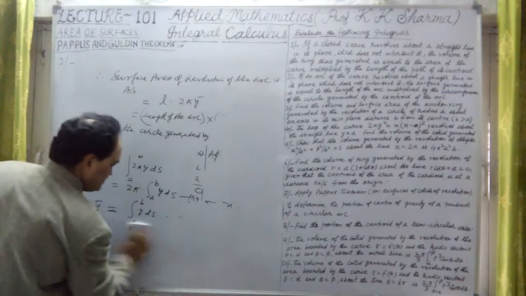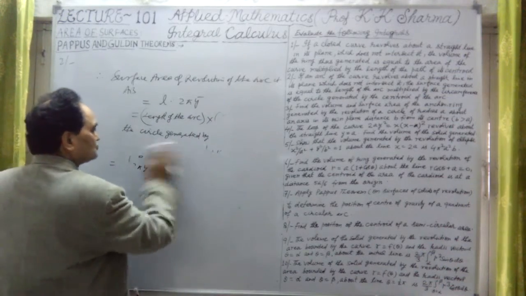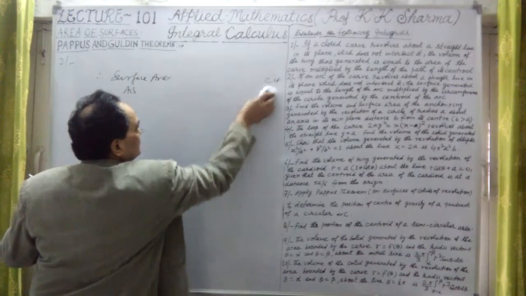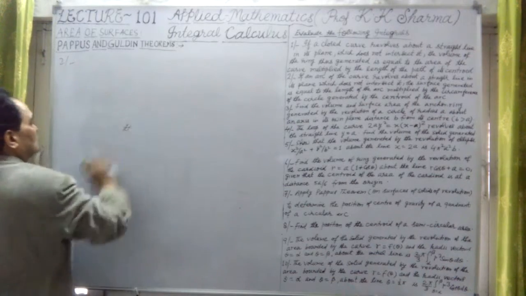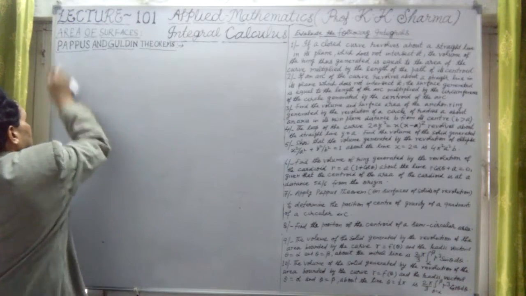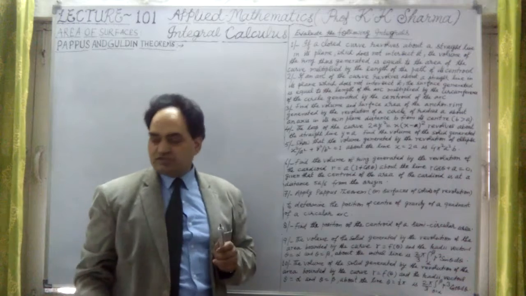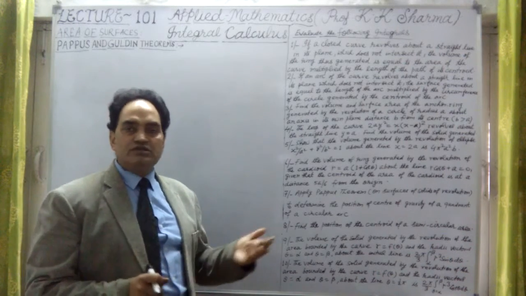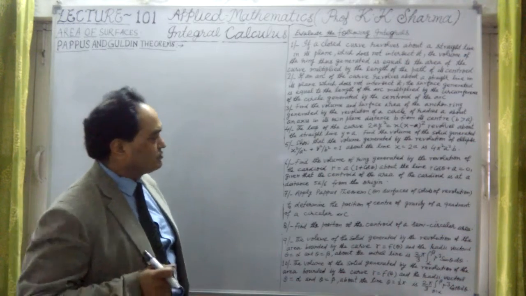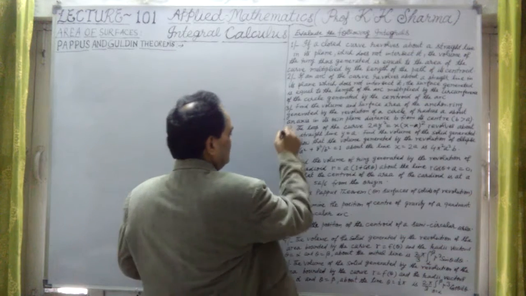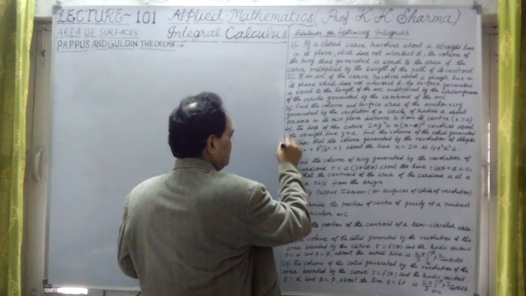Question number 3 and the other questions are based on these two theorems. Let me discuss them. These two theorems are known as Pappus and Guldin theorem, or Pappus and Guldinus theorems. These two theorems are very important.